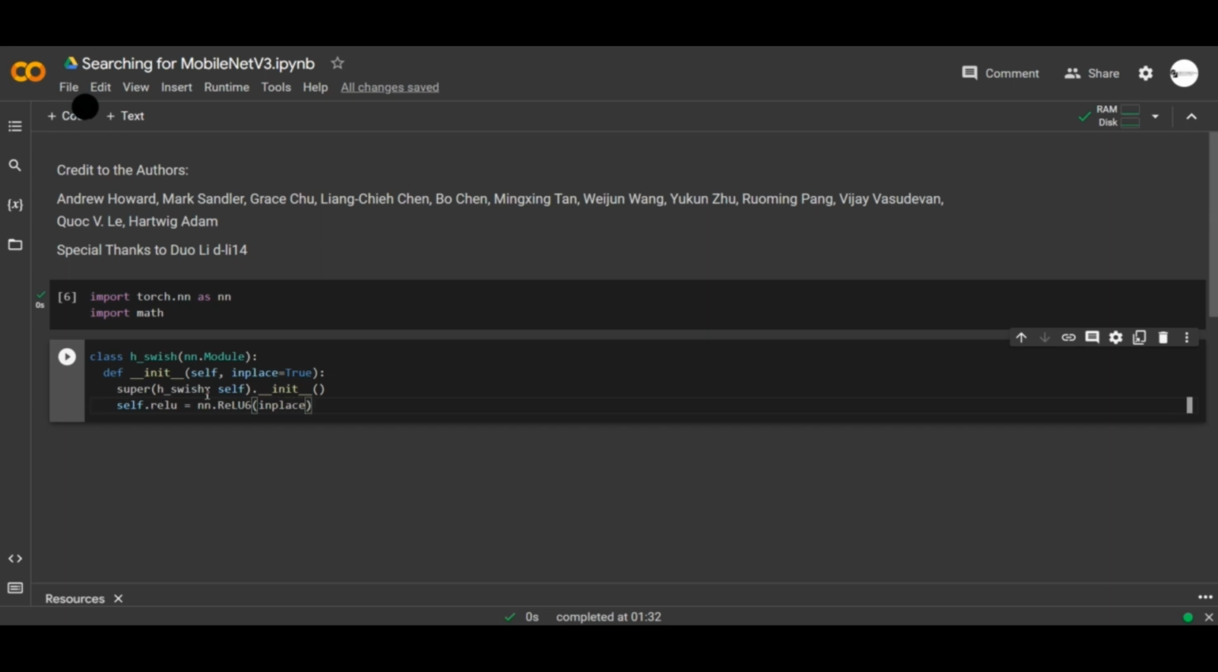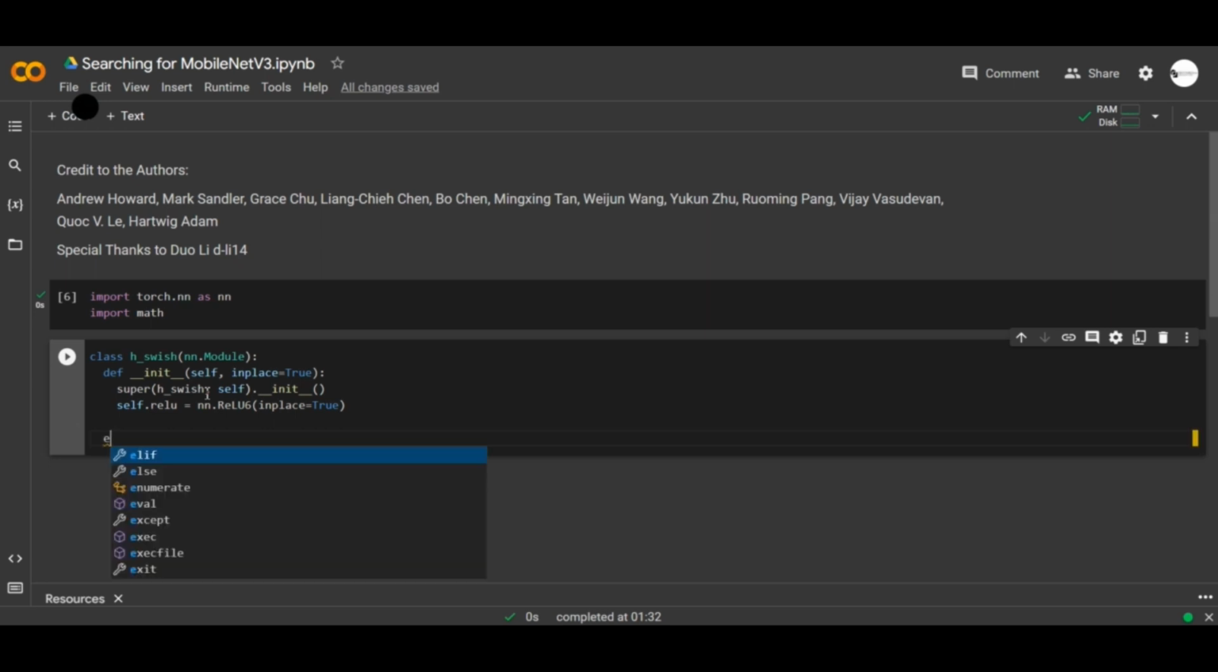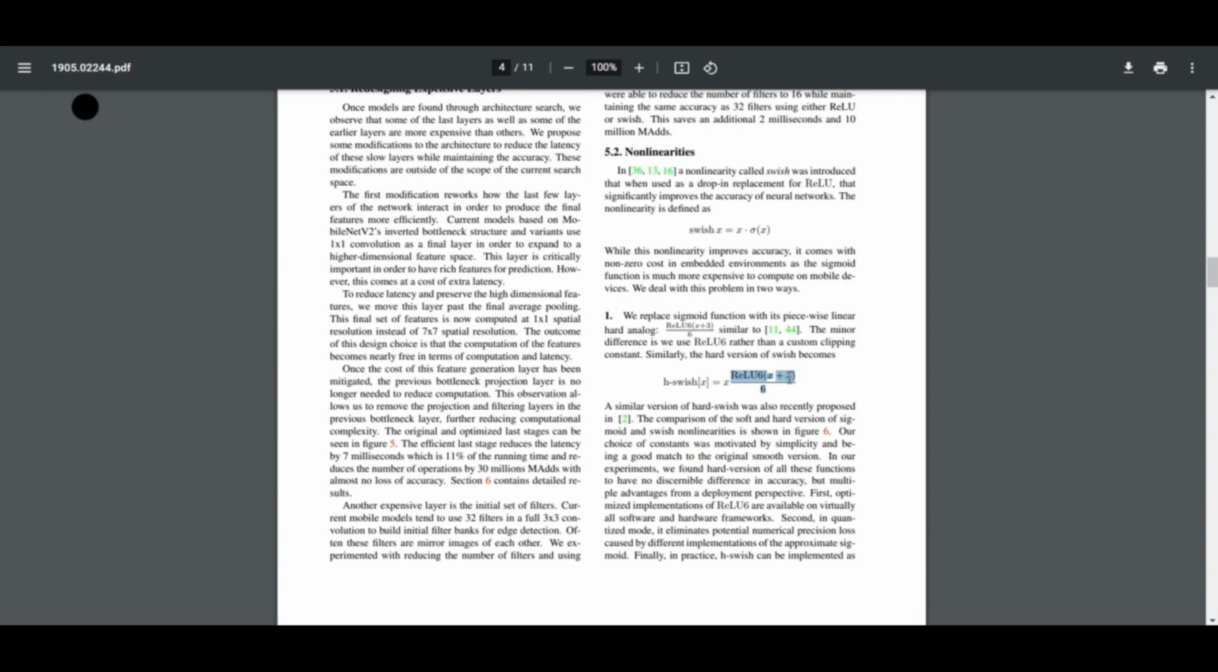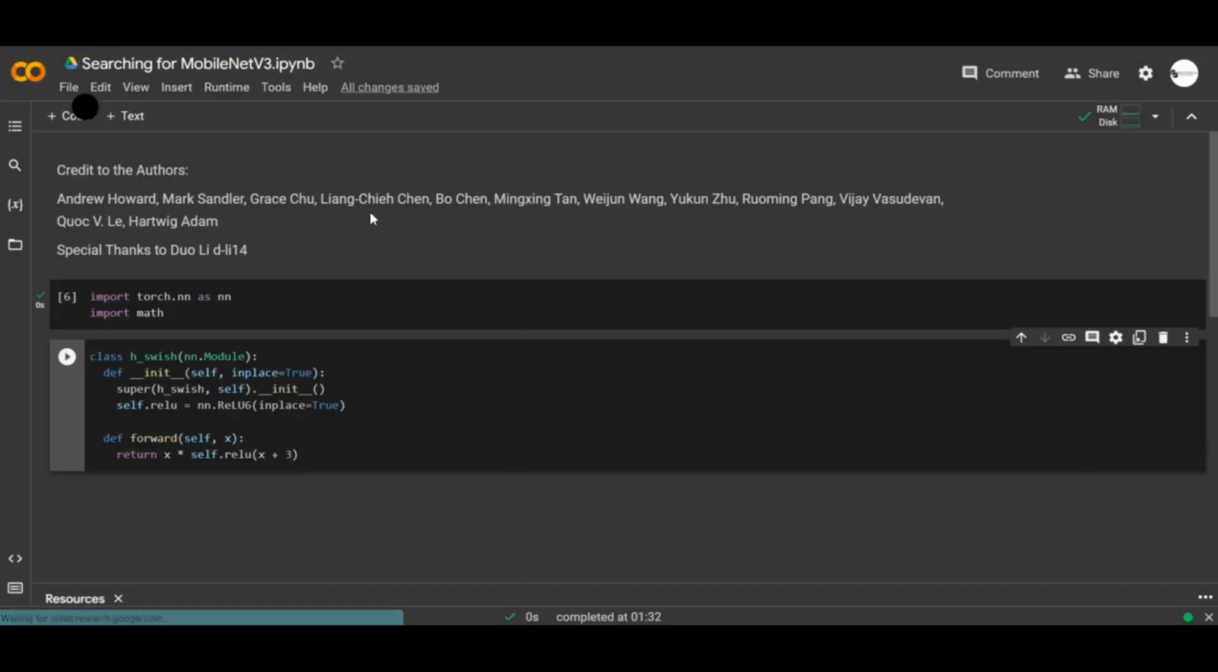In place equals true. Then we're gonna create a forward function, which is forward. Then we say self.x, then we return x by self.ReLU, which we're gonna take x plus 3, right? We see x plus 3 divided by 6, like so. So that's how it is.